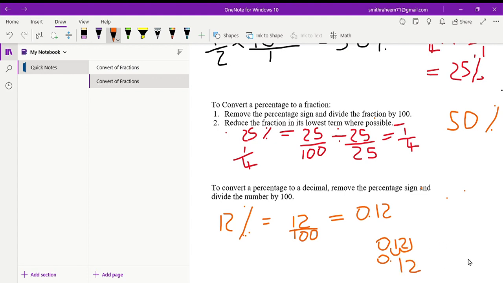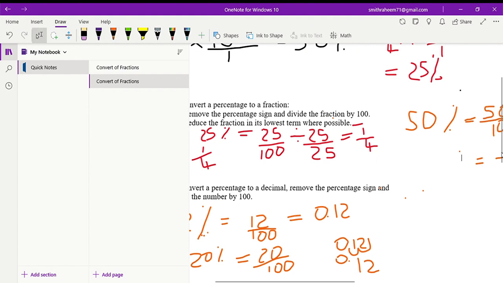Alright, I'm going to do one next example and show you. So let's say we have 20%, and I want to turn it to a decimal. So we'll have 20, and it will be divided by 100. As I said, it just moves the decimal point 2 places, and it's 2 places to your left.